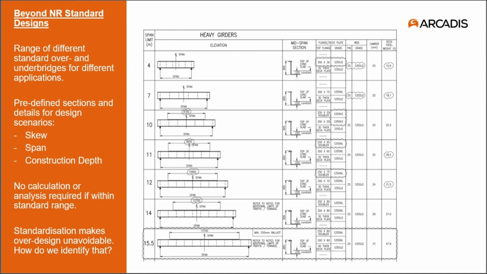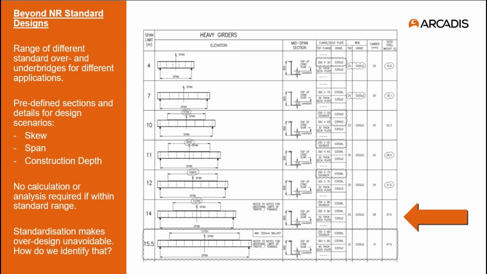For example, I've shown one of the design tables for a standard U-type bridge deck. To use this table, once you have your required span and skew for a particular site location, you read down the table and you can simply read off all the details for the standard girder section design from the row within the next span increment. So for example, if your bridge is somewhere between 12 and 14 metres in span, you apply the section details for the row of the 14 metre span.